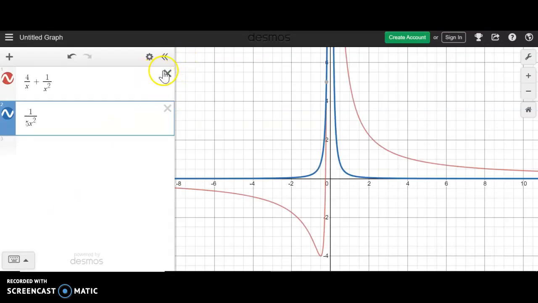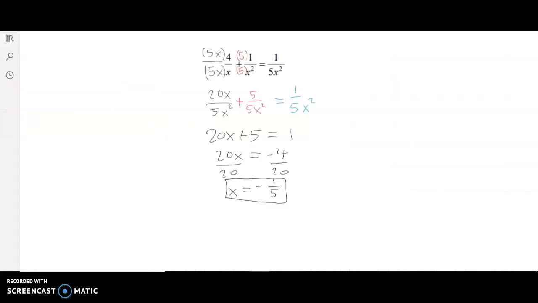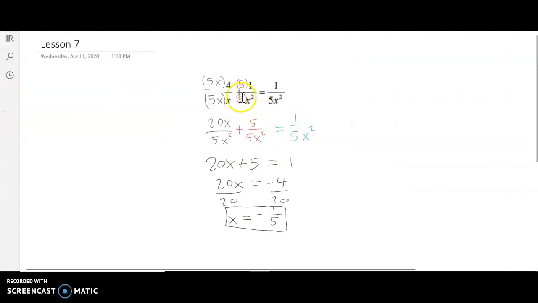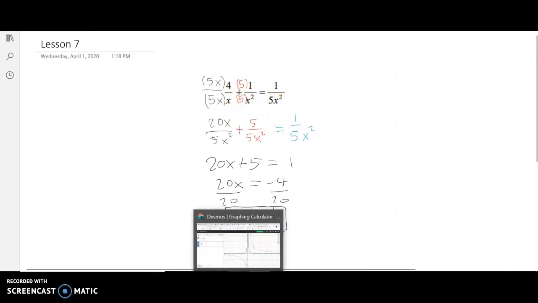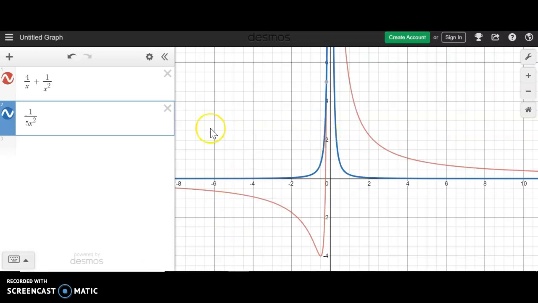All right, so that's another way of solving the same problem. Let's go back and look at what the problem was. So we had 4 over x plus 1 over x squared equals 1 over 5x squared. You could also use Desmos to graph this. And so remember, when we're graphing these in Desmos, what we want to do is graph the left side of the equation, and then separately in another graph the right side of the equation. And then we want to find where they intersect.